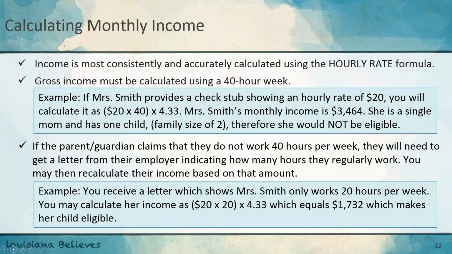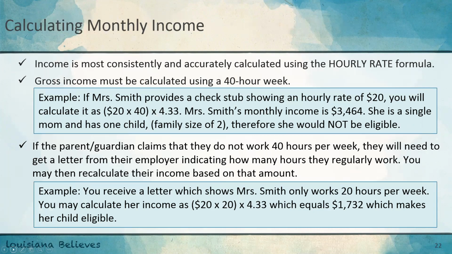Again, income is most consistently and accurately calculated using the hourly rate. In addition, you must always assume that an employee works a 40-hour work week and calculate it as such. So let's look at a couple of examples. Mrs. Smith has come to you to find a pre-K program for her child. She provides a check stub showing an hourly rate of $20. You will calculate it as $20 times 40 hours per week times 4.33. Mrs. Smith's monthly income is $3,464 a month. She's a single mom and has one child, so she's a family size of 2, and therefore she would not be eligible.